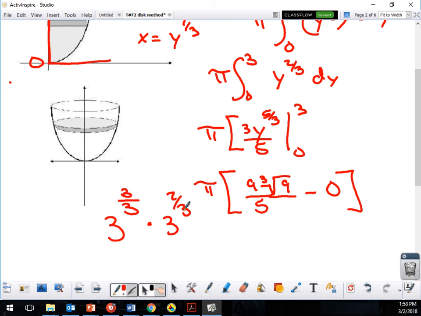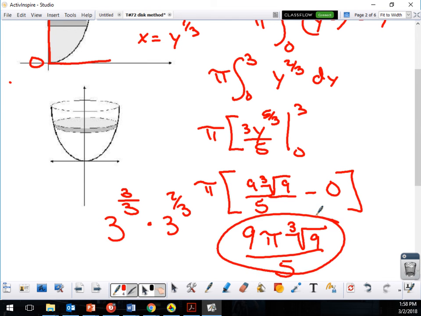There's 3 different 3s. Yeah, so I took care of that. Because that's more than 1, I could take out 1 3, and there's a 2/3 left over. So that gave me the cube root of 3 squared, which is here. So I get 9 pi cube root of 9 all over 5 as my volume.